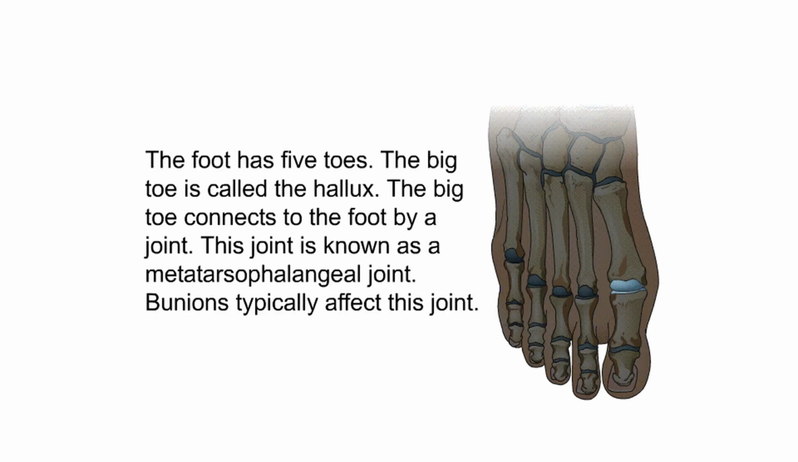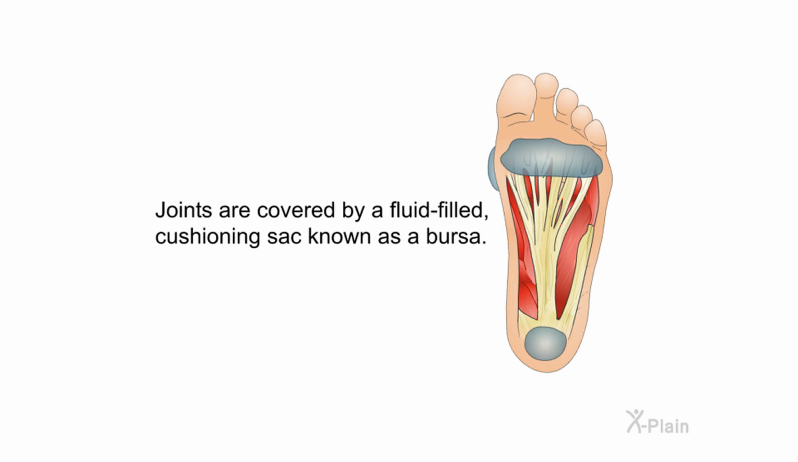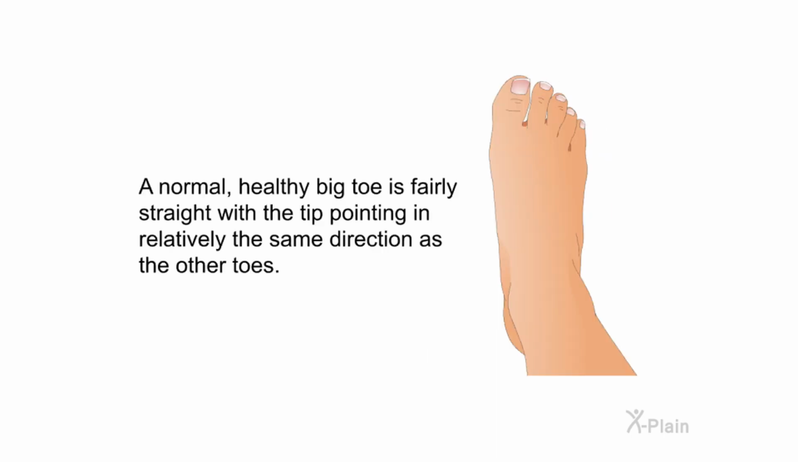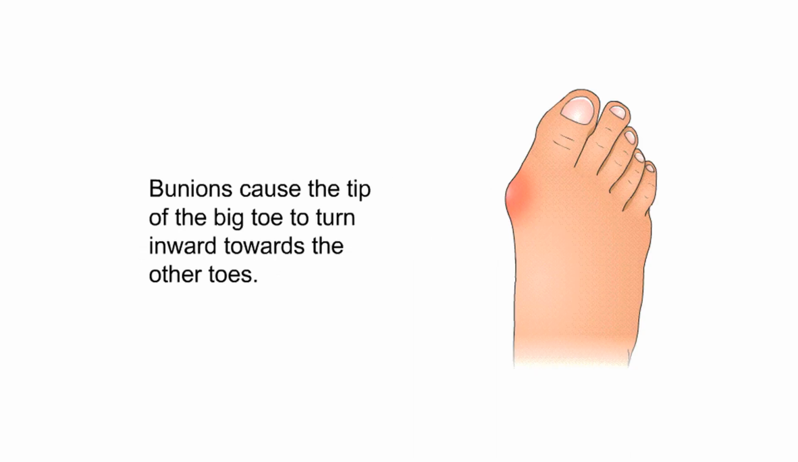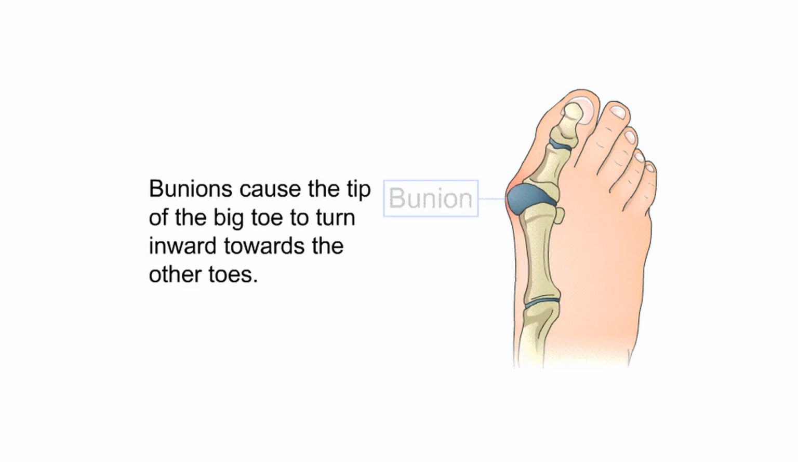The foot has 5 toes. The big toe is called the hallux. The big toe connects to the foot by a joint. This joint is known as a metatarsophalangeal joint. Bunions typically affect this joint. Joints are covered by a fluid-filled cushioning sac known as a bursa. A normal, healthy big toe is fairly straight with the tip pointing in relatively the same direction as the other toes. Bunions cause the tip of the big toe to turn inward towards the other toes.